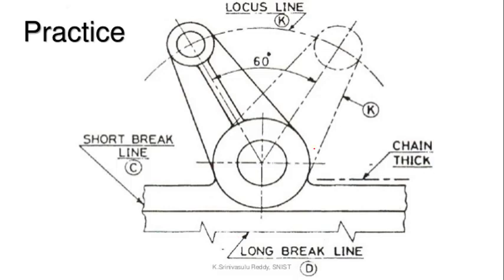Another type of line is the locus line. For example, this is any mechanical part of a mechanical drawing. The movement of this fulcrum is to and fro. So the path which it follows is in some line. This kind of line which is shown here is known as a locus line.